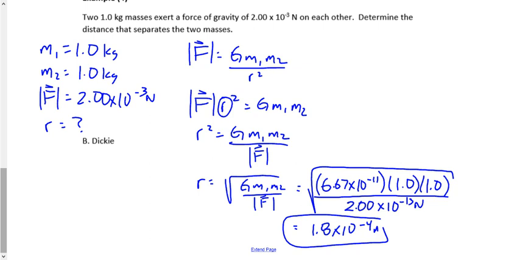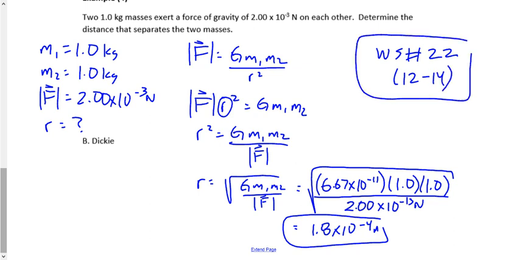Once you've got the gist of example number 4, I'll ask you to, once again, take a look at worksheet number 22. This time I'm going to ask you to finish off the worksheet, which is questions 12 through 14. That's your assignment for today. Please make sure that you understand all 4 of these example questions and that you can do all 14 of the questions on worksheet number 22.